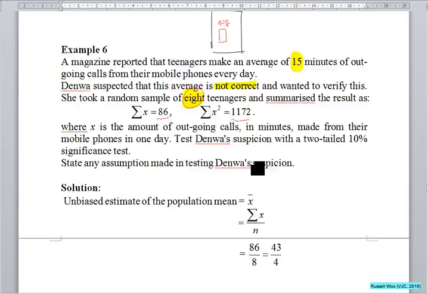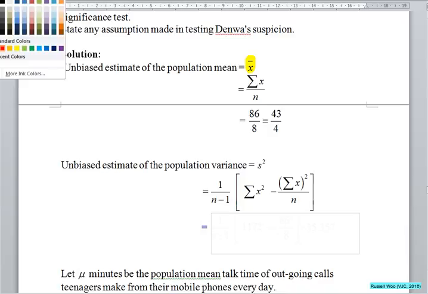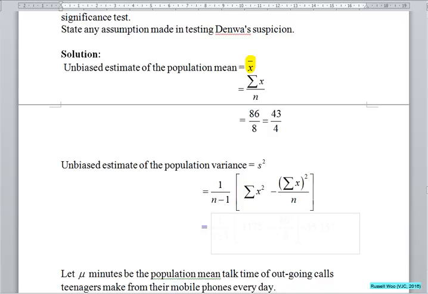First, we find the unbiased estimate of the population mean. This is your x bar. Correct? This is the sample mean. Calculate. Thank you. Now, the unbiased estimate of the population variance. This one, I think we've done before. I'm going to do it very quickly. 1 over 8 minus 1.